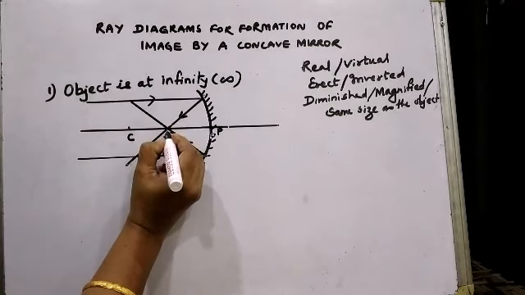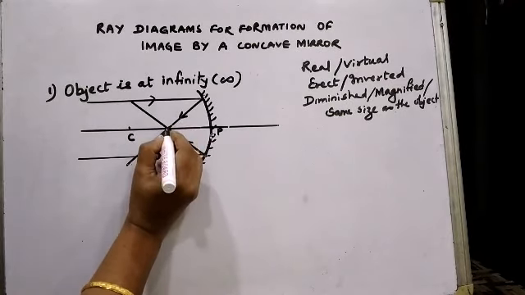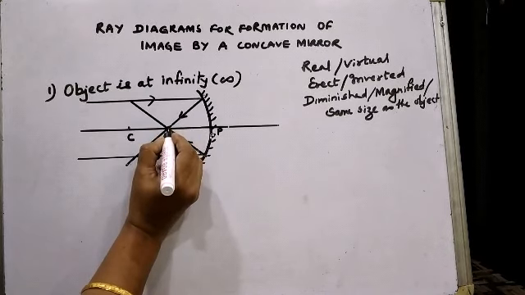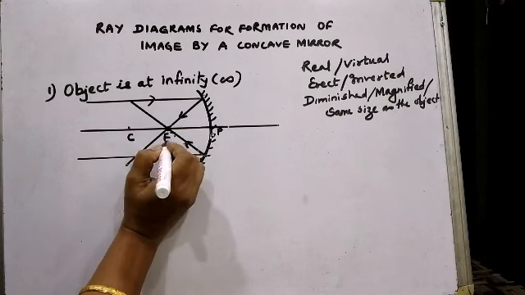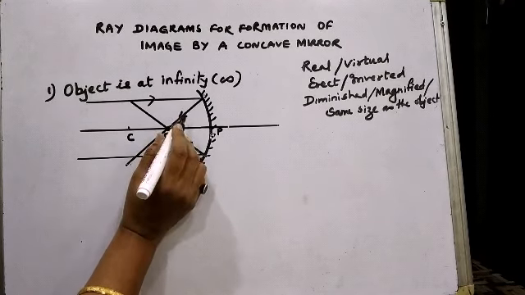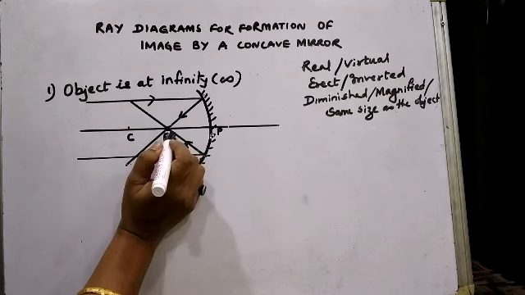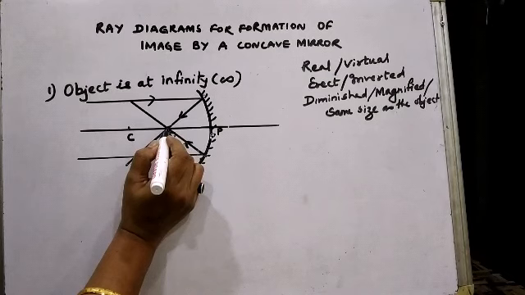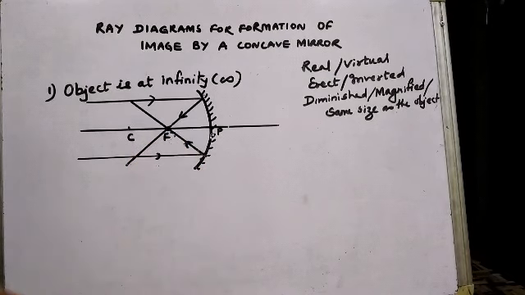Okay, now you find that both the reflected rays are meeting at point F. That means this is the place where the image is formed. So this is how the ray diagrams are drawn. We show two incident rays, and when these two incident rays get reflected, the point of intersection of the two reflected rays is the place where the image formation takes place.